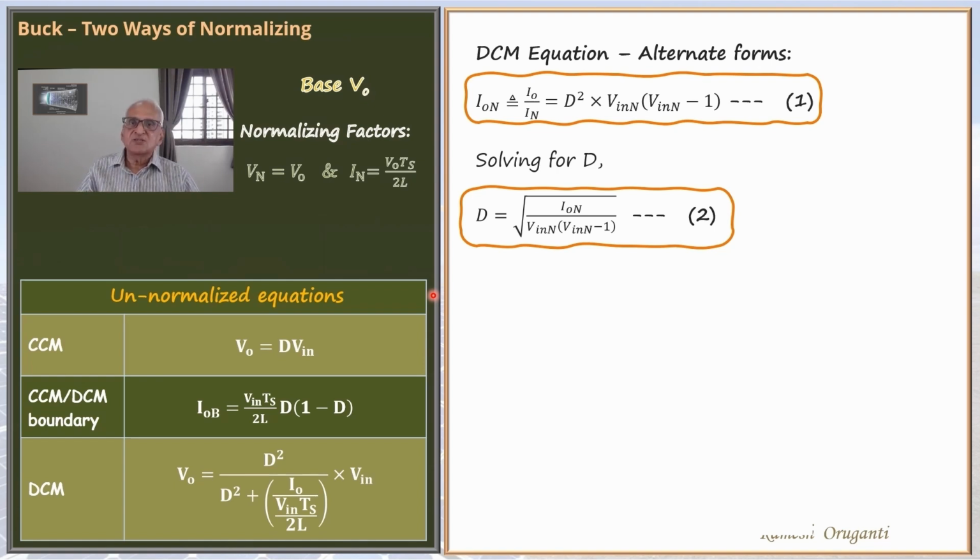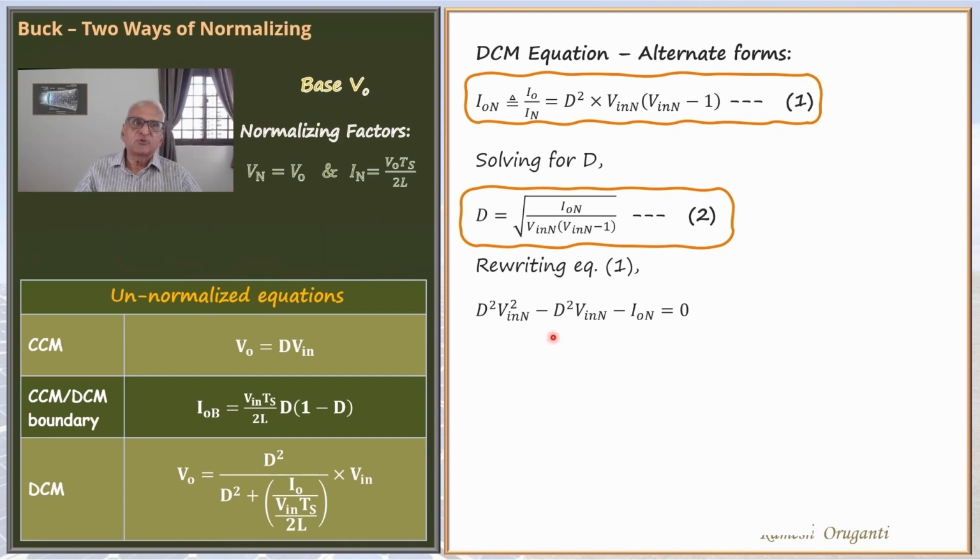We can also rewrite this equation so that Vinn is the subject of the equation. Vinn is on the left-hand side. I can take equation 1, expand the right-hand side, and then combine that with ION from the left-hand side. And I can rewrite that equation as follows. D squared Vinn square minus d squared Vinn minus ION equals 0. Please work it out and convince yourself that you can rewrite it in this form. You can recognize a quadratic here. This is a quadratic in terms of Vinn.